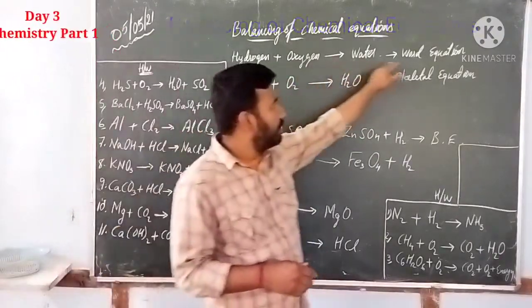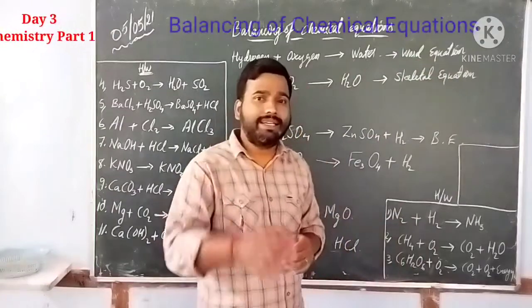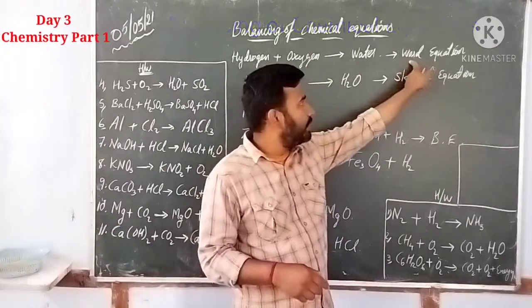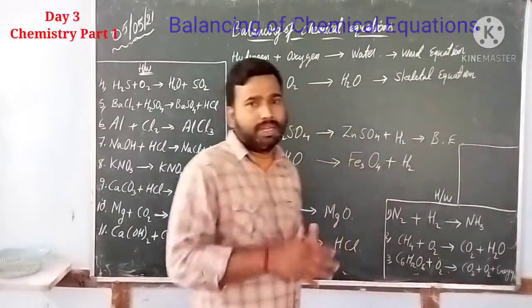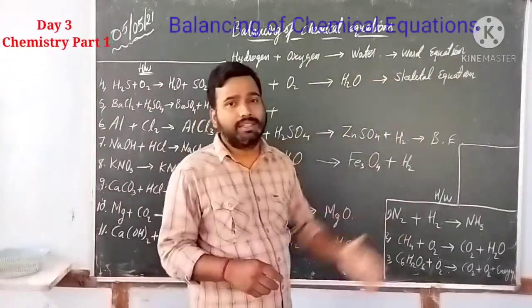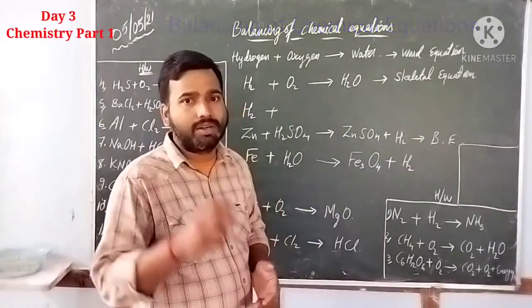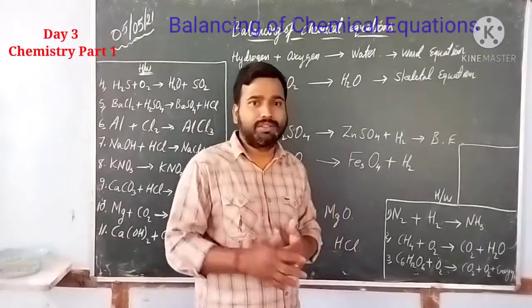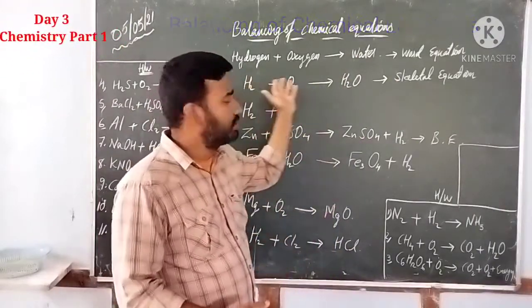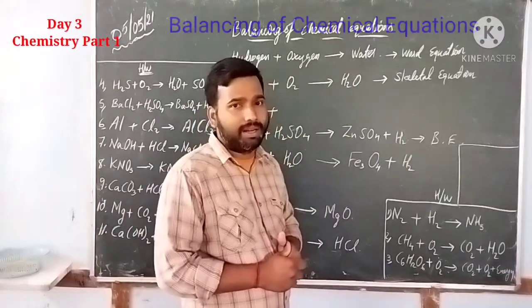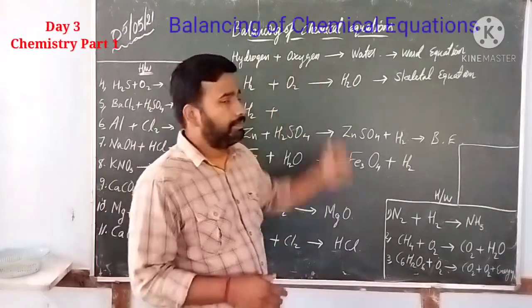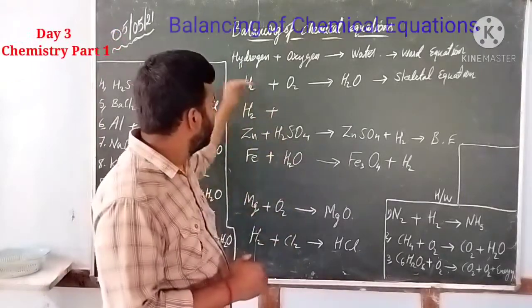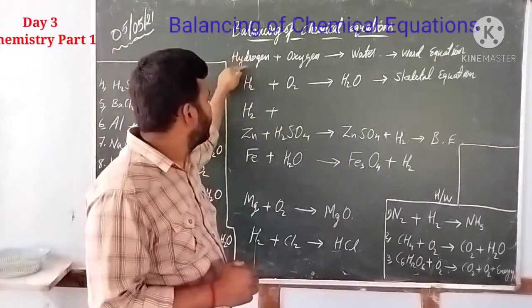This kind of equation uses the exact names of the elements or the compounds, so it is called a word equation. You can see that this equation is very lengthy, so it is not very appropriate. It will take so much time to write down the exact names of all the elements and compounds taking part in the chemical reaction. It will be better if we use the symbols of these elements.